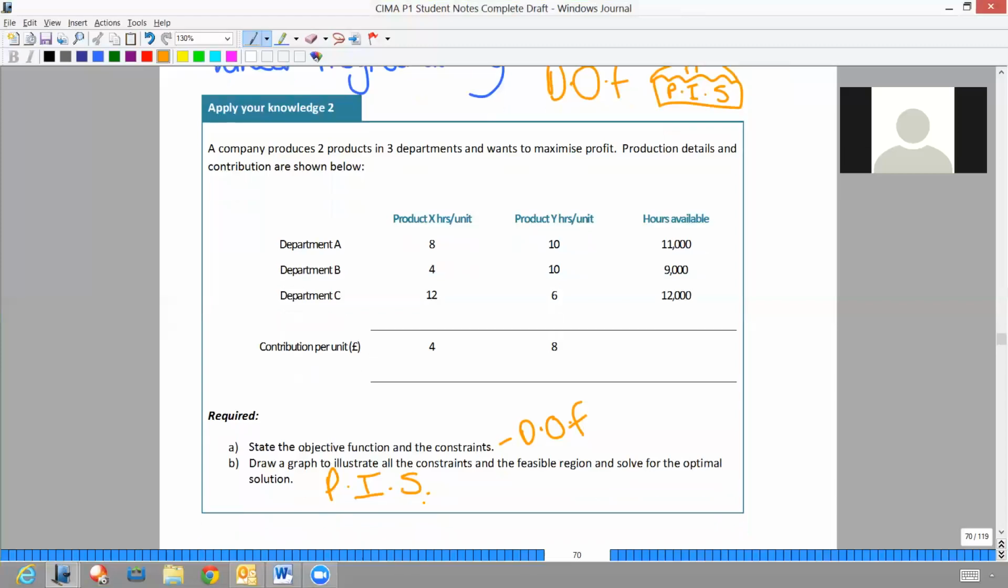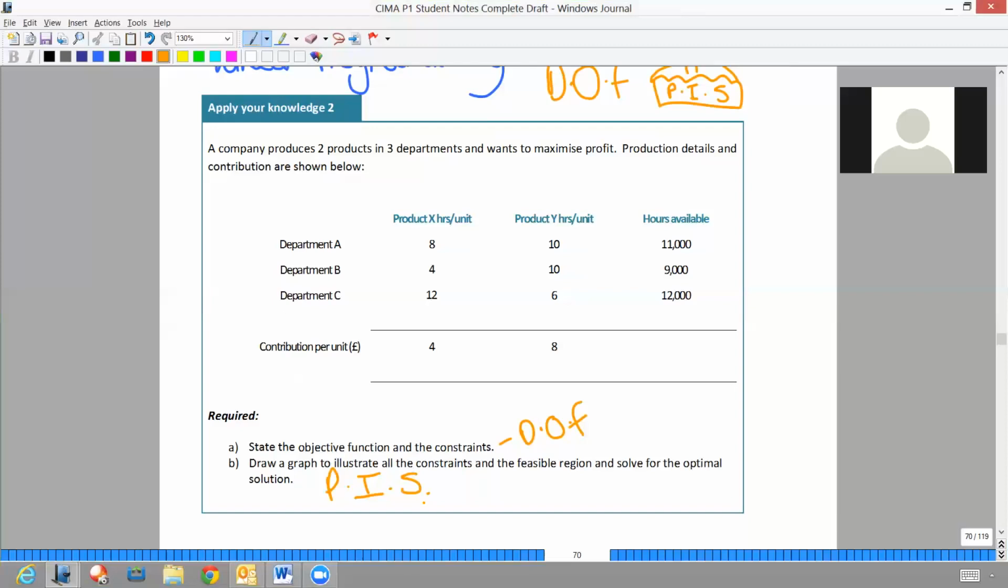Let's have a look at the scenario first of all then. We've got a company who are producing 2 products in 3 departments, and they want to maximise the profit. The production details and contribution are shown below. So we've got product X and product Y. Department A means that product X must spend 8 hours in there and product Y must spend 10 hours in there.